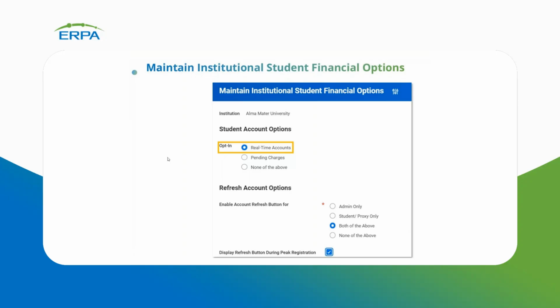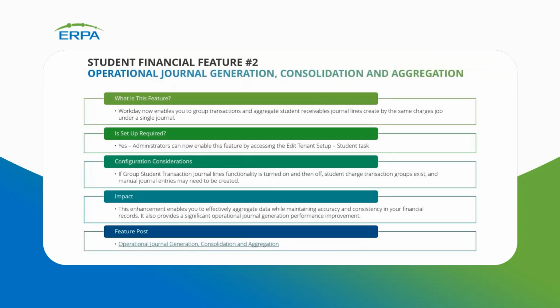Now, moving on to our second highlighted student financials feature, we want to take a look at operational journal generation, consolidation, and aggregation. Now, with this release feature, Workday delivers the ability to group transactions and aggregate student receivable journal lines created by the same charges job under a single journal. This enables you to effectively aggregate data while maintaining accuracy and consistency in your financial records, and thus improving the performance of the operational journal.